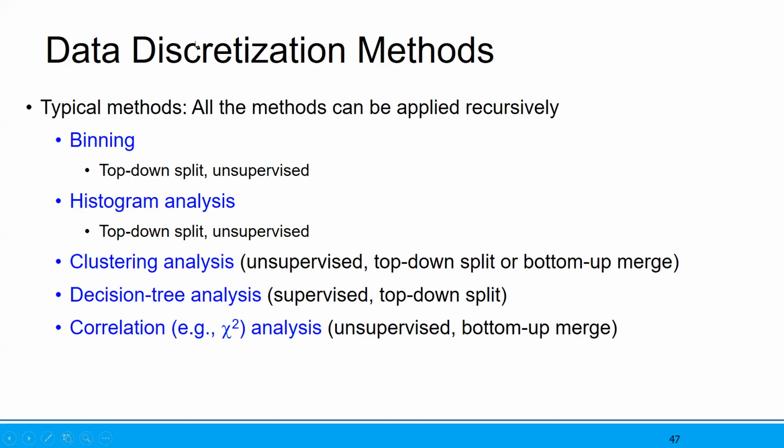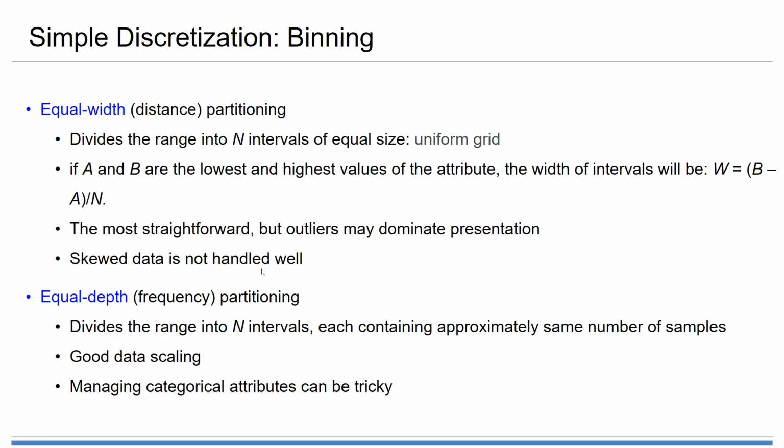When you learn about the data discretization methods, you learn that there are 5 methods. First is the binning, and then histogram analysis, clustering analysis, decision tree analysis, and then the chi-square analysis. I would like to explain that binning is a simple discretization. When you go to Orange, you will see the equal width and equal frequency. I would like to explain this concept to you.